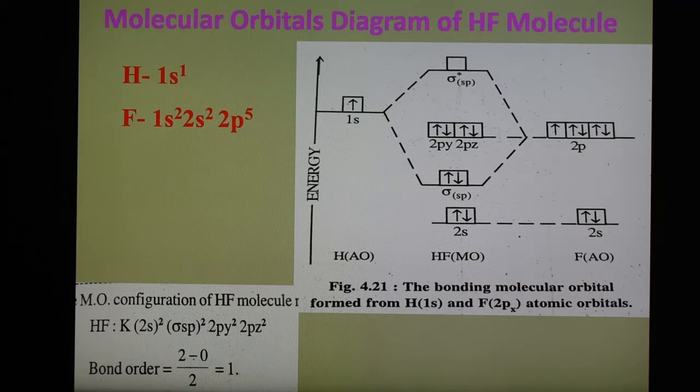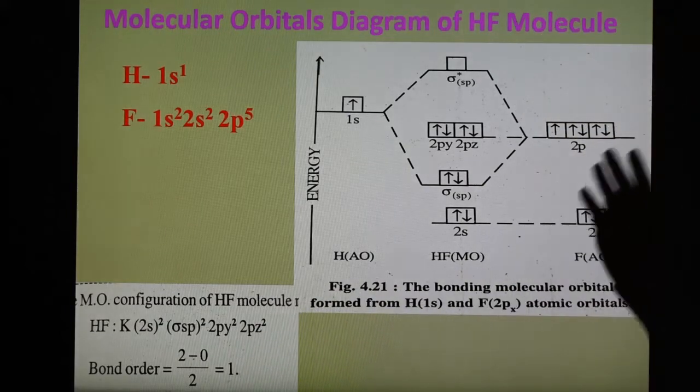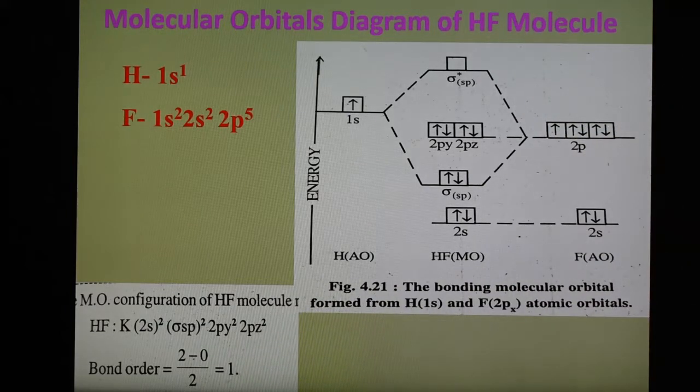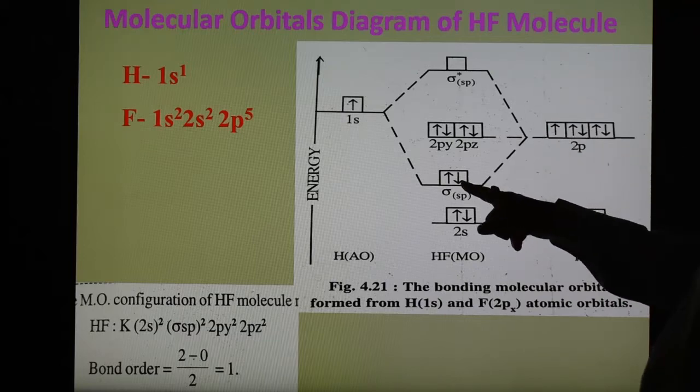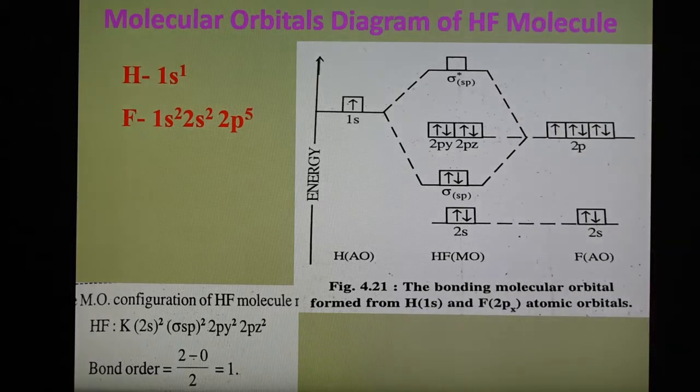Bond order can be calculated on the basis of this MO diagram, and the formula for bond order is (Nb minus Na) upon 2. Nb means the number of electrons in bonding orbitals. In this case, only 2 electrons are in bonding, and antibonding has no electrons, so 0. So (2 minus 0) upon 2 equals 1.